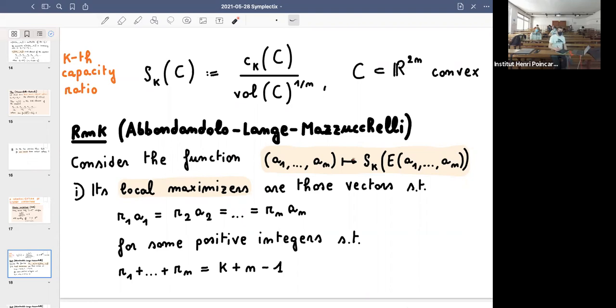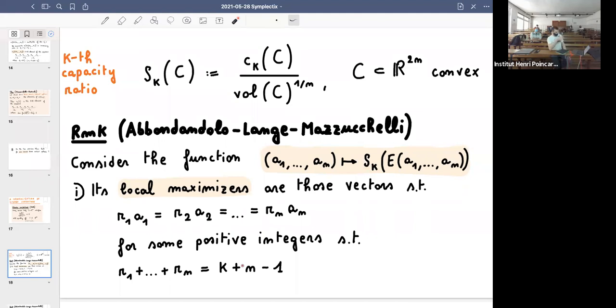The first remark is that the local maximizers of these capacity ratios are those ellipsoids which are rational, so they're Besse. If the parameters of the ellipsoid are, as usual, A1 to AN, then of course they have a common multiple, and there exist minimal positive integers Ri such that R1A1 = R2A2 = R3A3, and so on, up to RnAn. A local maximizer is an ellipsoid whose associated Ri are positive integers such that their sum, R1 + R2 + ... + Rn, is equal to k + n - 1, where k is the index of the capacity that we consider, and n is the number of parameters, the half dimension.